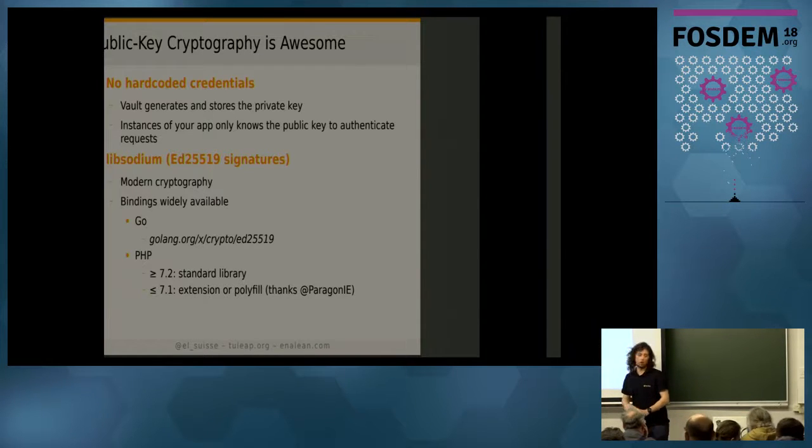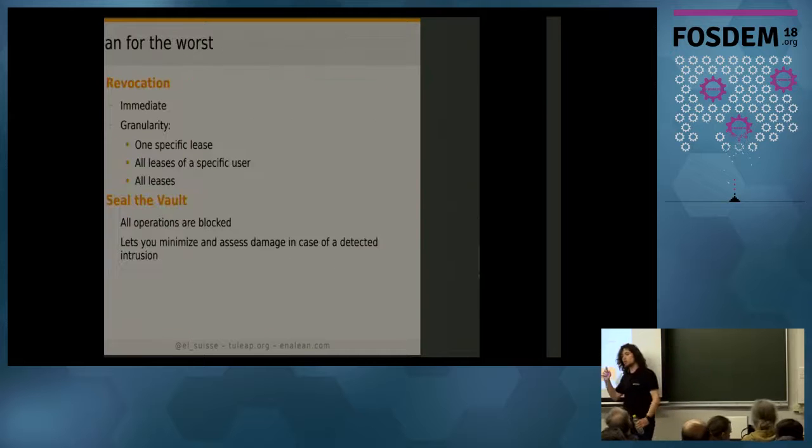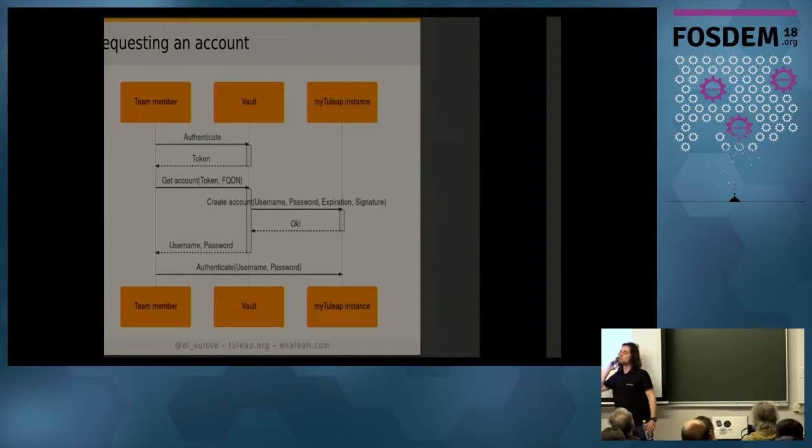And where is the private key? The private key is generated directly in Vault. It's generated by Vault and stored by Vault. So basically, the private key never leaves Vault, and we do not even know the private key.